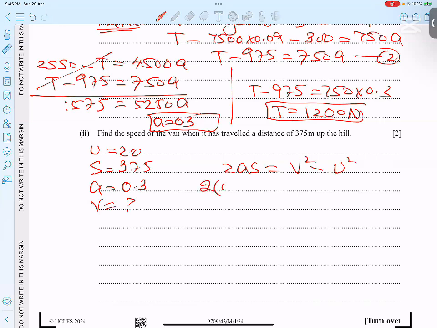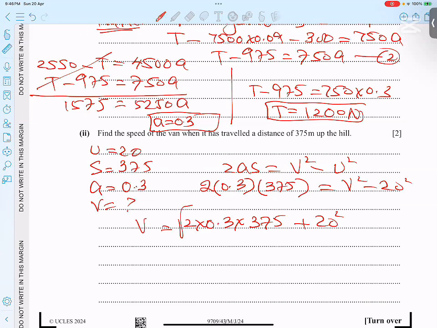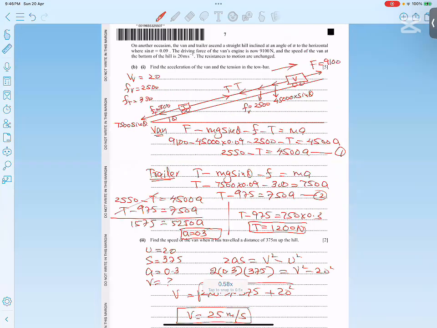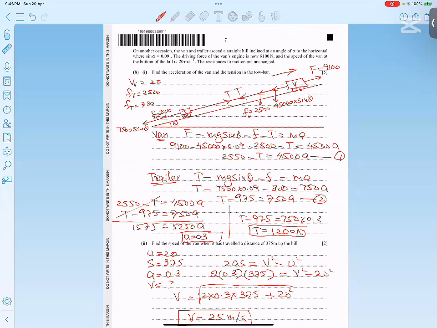Acceleration is 0.3 and distance is 375. Initial velocity u is 20 squared. So 2 into 0.3 into 375 plus 20 squared, and take the root of the whole, which will give us the velocity. I'm typing in the calculator, students: 2 into 0.3 into 375 plus 20 to power 2. And the answer turned out to be 25 meters per second. Just a lengthy question. I believe you can do it easily if you focus carefully on all components.